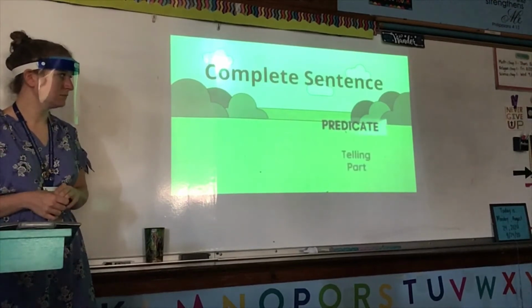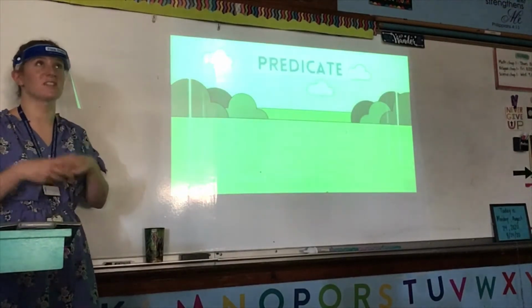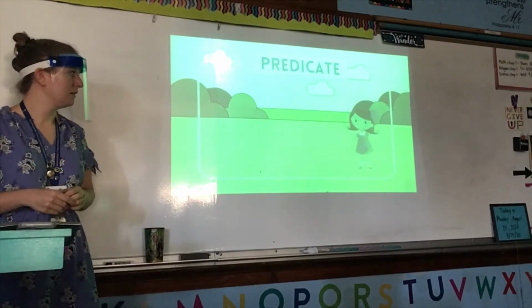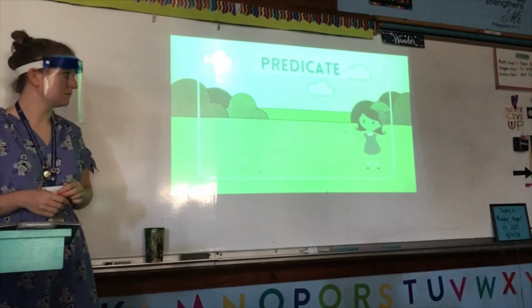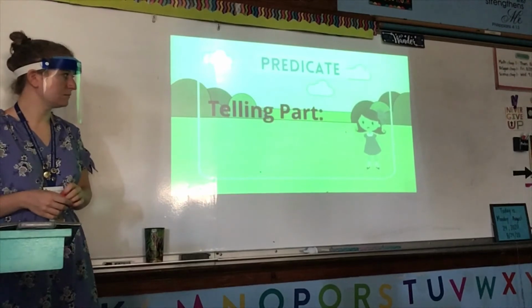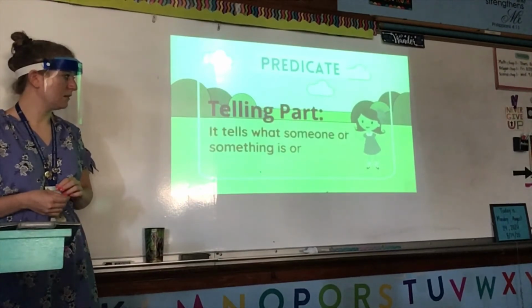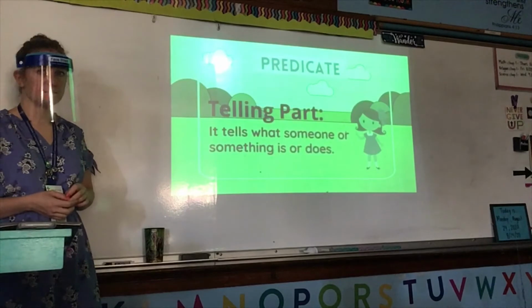Now that we've covered the first part of the sentence, the subject, let's move on to the next part, the predicate. That's the what they did. The second part of the sentence is the predicate. The predicate tells what the subject is or does. In other words, it tells what someone or something is or does.